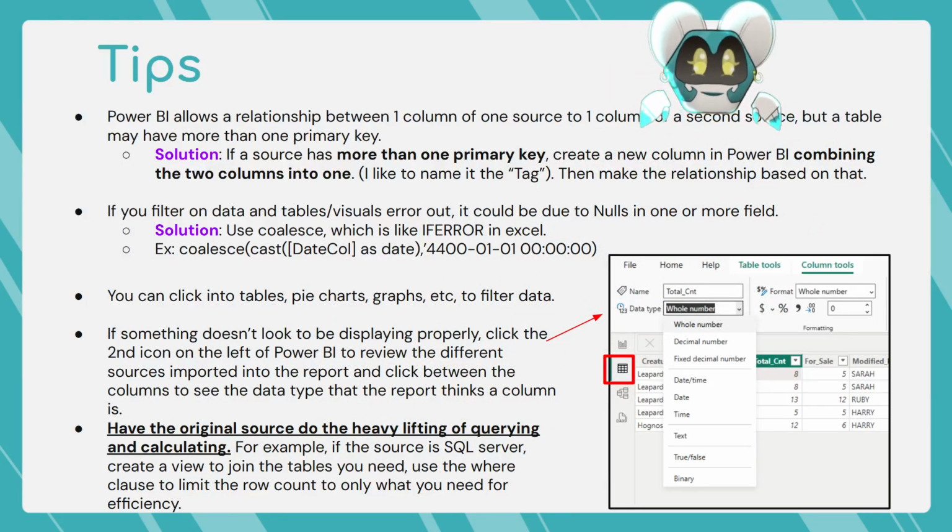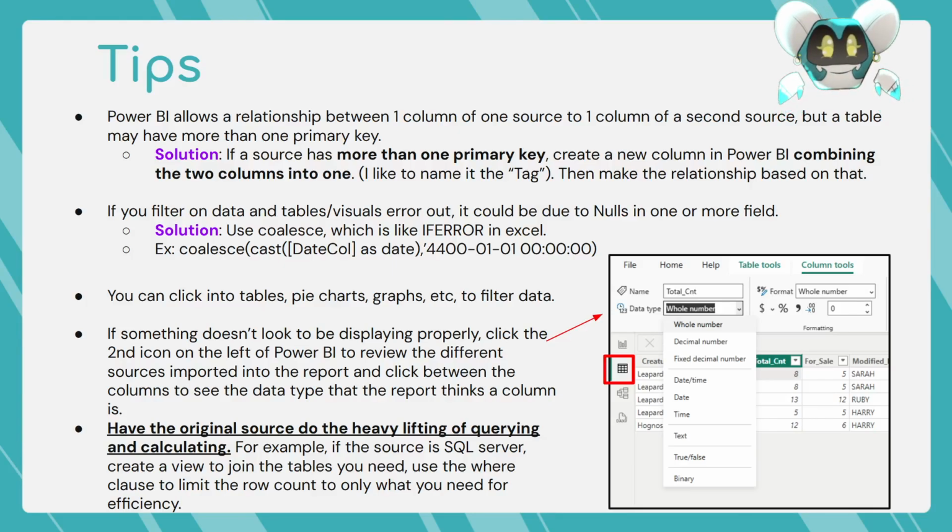So finally, I want to give a few quick tips. In Power BI, you can only form relationships between one column, so one column from one source and one column from a second source. If your source has more than one primary key, one solution that I like to do is create a new column, not a new measure, but a new column that combines the primary keys together. And then I will form the relationship on that new column that I like to call tag.